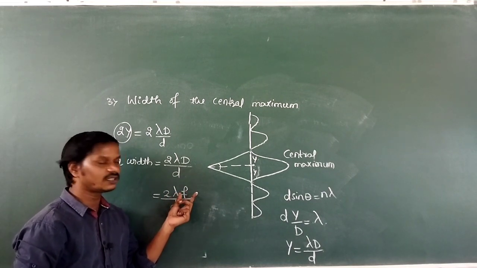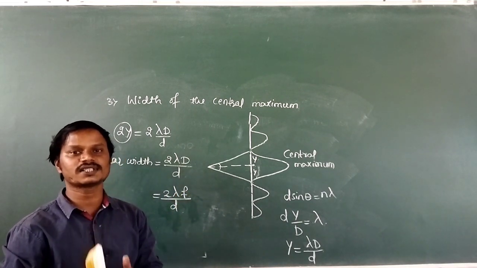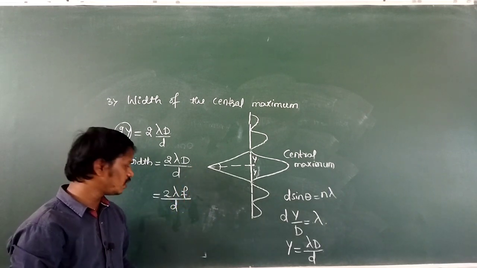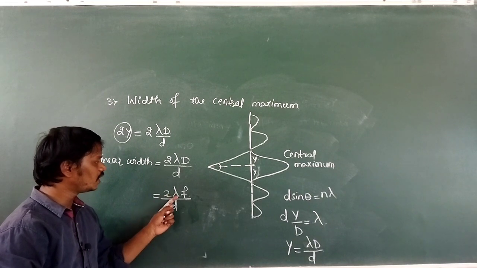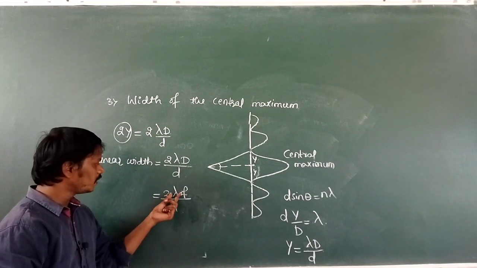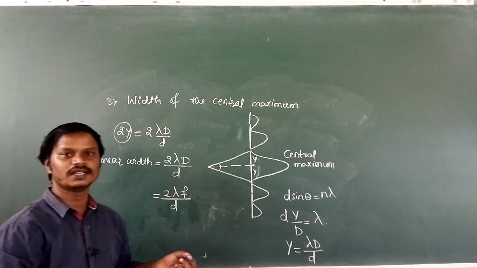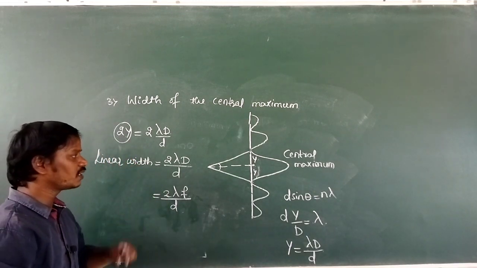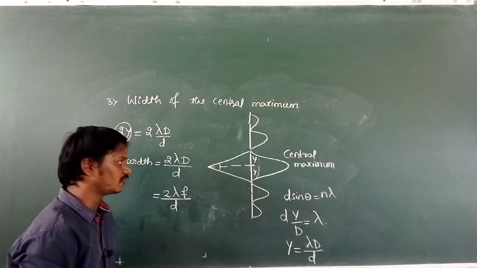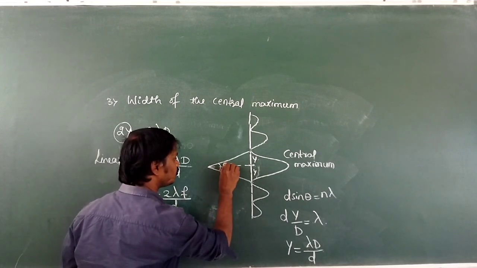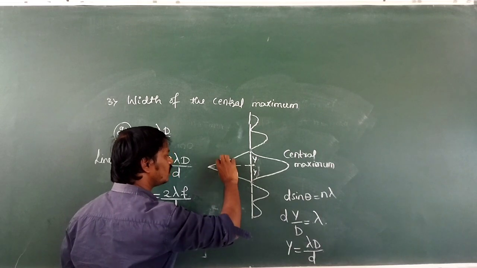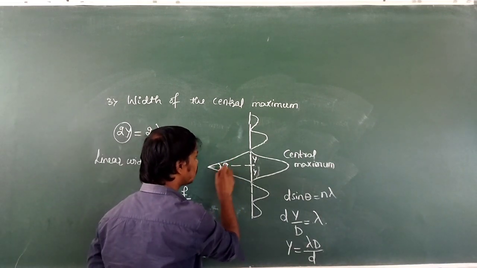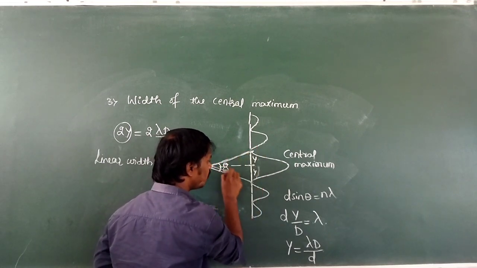Small f is nothing but the converging lens, that is, the convex lens used in case of diffraction by a single slit. Then 2 lambda into f divided by d, where lambda is the wavelength of the light used, is the formula used to find the linear width. Then what is the formula used to find the angular width? This is theta, this is also theta, theta plus theta is 2 theta, and this 2 theta gives the angular width of the central maximum.